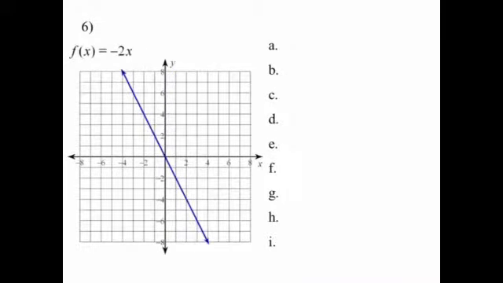Moving on to 6. The domain is how far left and right it goes, and so this one approaches all real values. And the range is how far up and down it goes. So that one ranges from negative infinity to positive infinity, or just all real numbers. C is my x-intercept, which is right there. That's the point 0, 0. That's also the same as the y-intercept, because it crosses the y-axis right there as well.